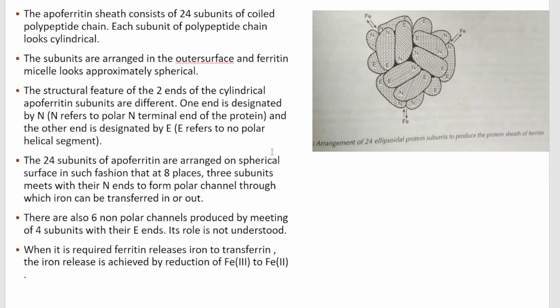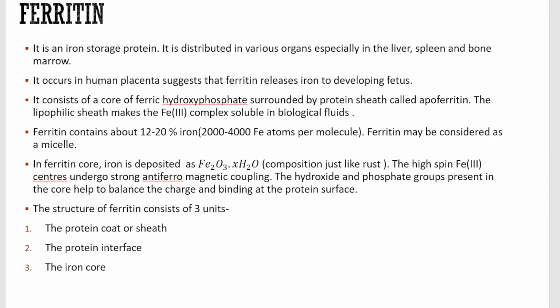This is the structure of the ferritin. You can see that it is like a clumped cluster of different molecules crumpled up together. So that's why you can also consider it to be a micelle. And the ferritin core iron is deposited as Fe2O3.xH2O, meaning to say this is the composition of the iron core, that is ferric hydroxyphosphate. So this composition is similar to that of the composition of rust.